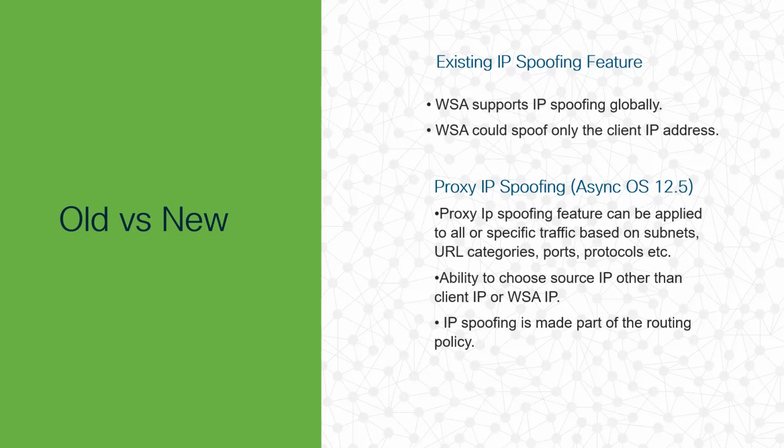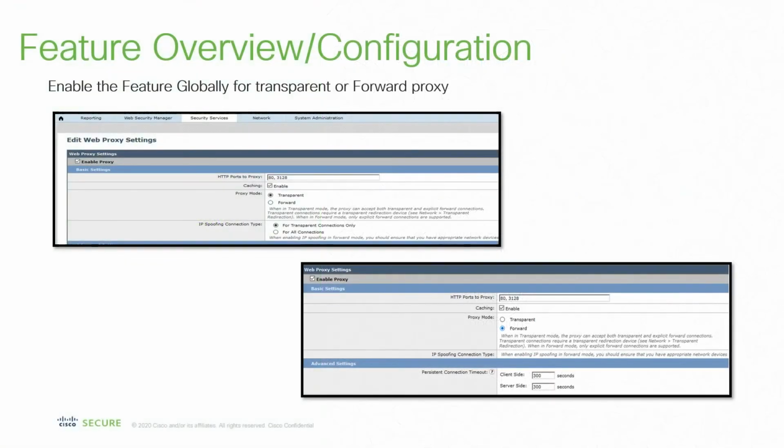You can use one spoofed source IP address for a custom URL category, use another source IP address for your outgoing SaaS applications, use a different one based on port numbers, protocols, etc. So you have lots of choices. Earlier, we could only use the client IP as the spoofed IP. However, now you can use a custom IP or the client IP or the WSA's egress IP itself for your outgoing requests. IP spoofing is now made part of routing policies. There was no correlation between the routing policies and the IP spoofing feature earlier.